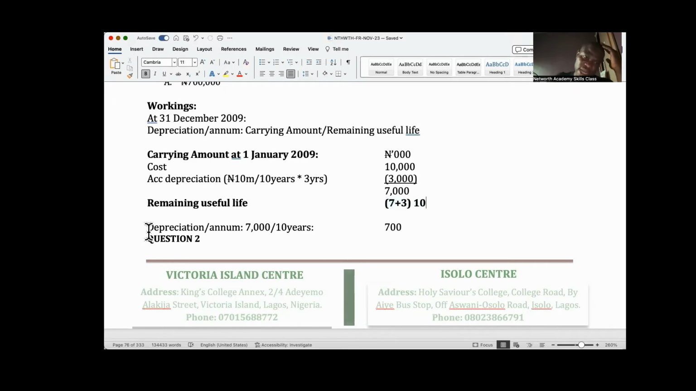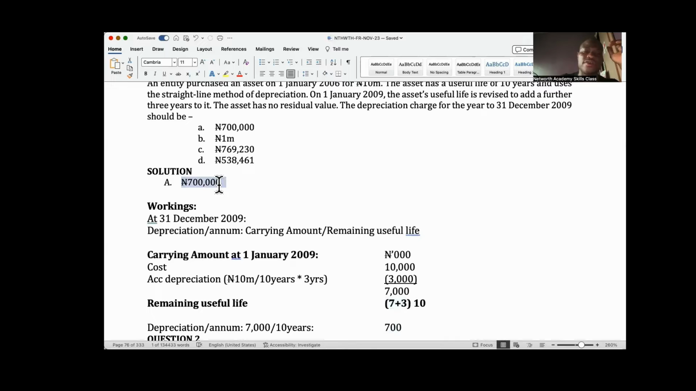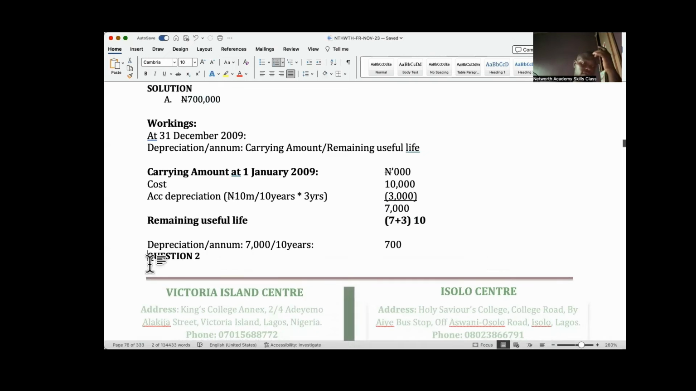So my depreciation per annum is simply this carrying amount that we got here, all over the remaining useful life, which is 10 years. And that gives me 700,000. And that's why our answer is A, 700,000. And that's the solution to the first question. Any question on this? Okay, let's move to question 2.